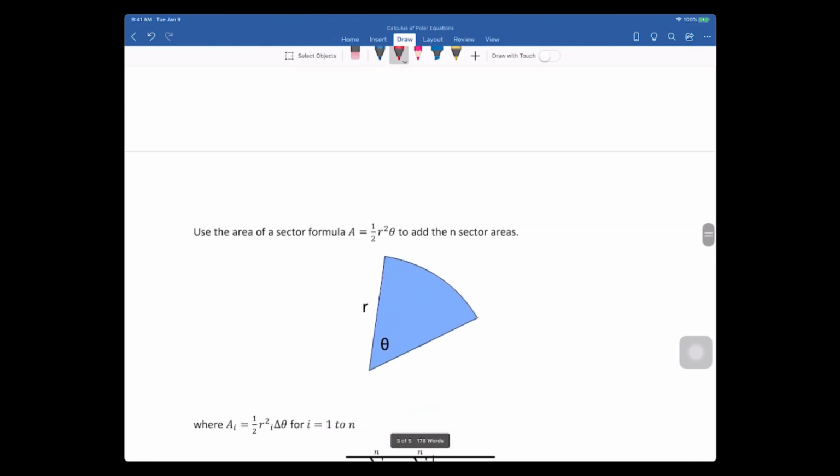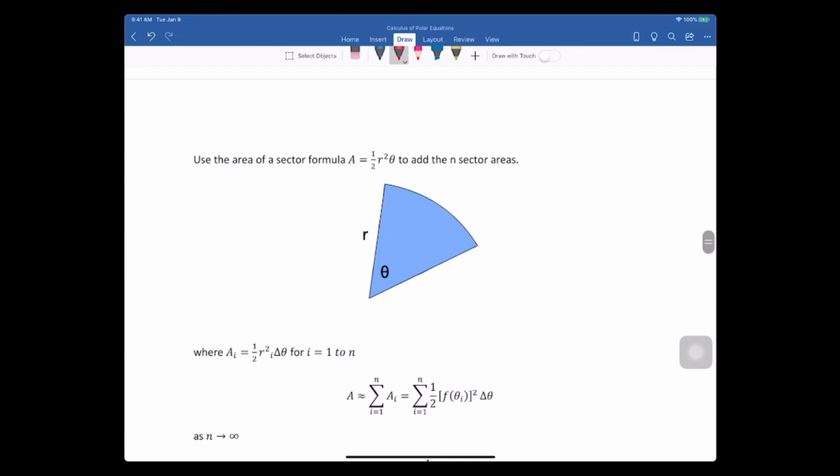Area of a sector, though, is 1/2 r squared theta, where this is the radius. Remember, a sector comes from a circle. It's a portion of a circle. It's like a pie or a slice of pizza. And we define A_i, for all those areas, the i areas from 1 to n, to be 1/2 r squared, and this is a subscript down here, should be r_i, right? Delta theta.